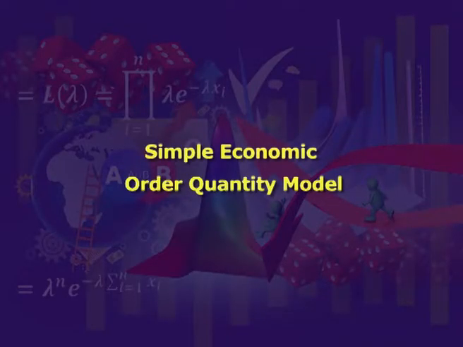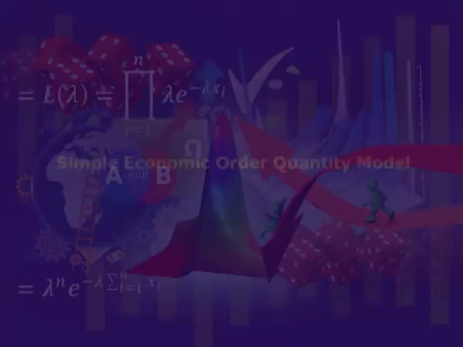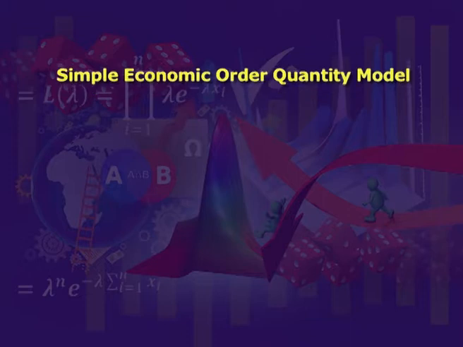Simple economic order quantity model. The economic order quantity model is that size of order which minimizes total annual cost of carrying inventory and cost of ordering. When the size of order increases, the ordering cost will decrease, whereas inventory carrying cost will increase. We make the following assumptions in this model.